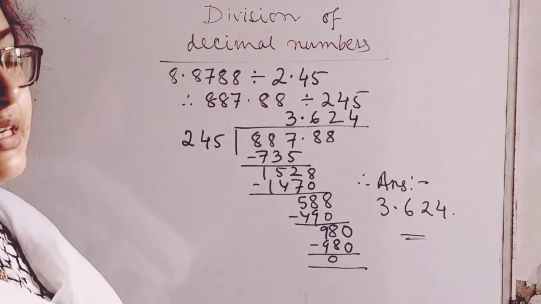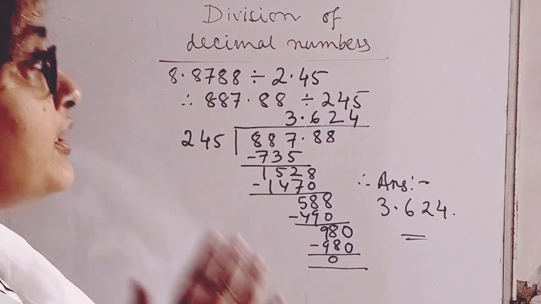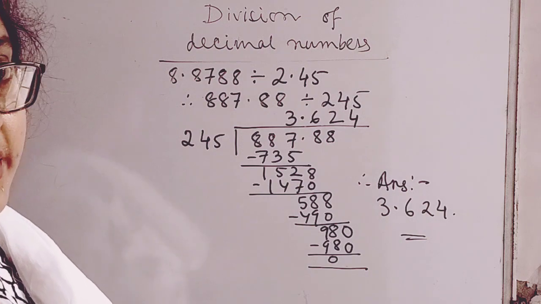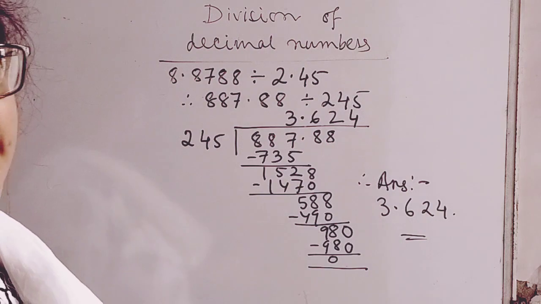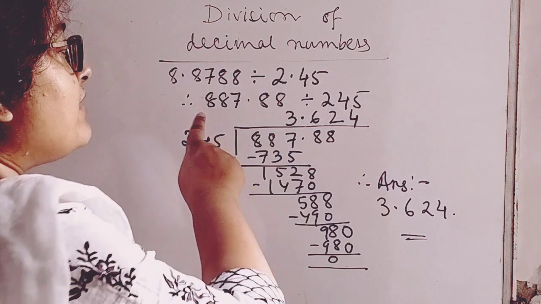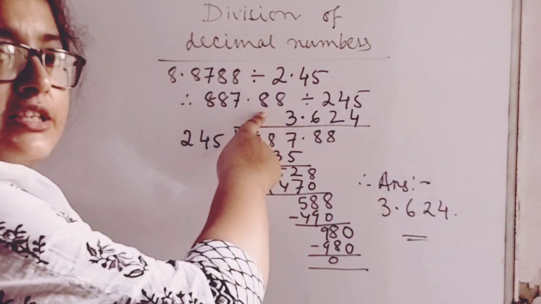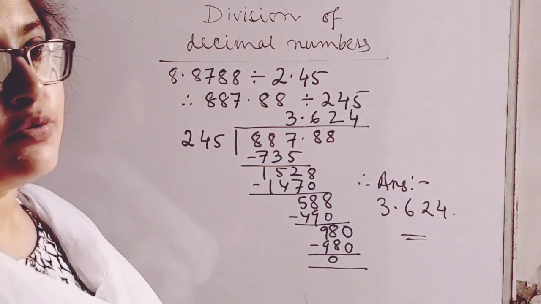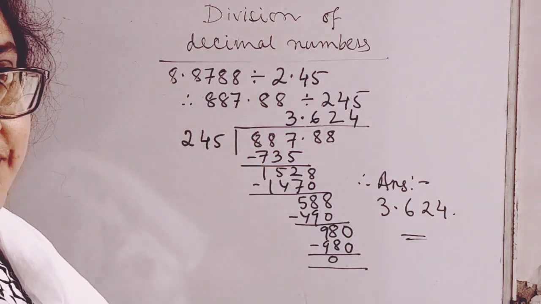You must remember that the divisor should be an integer, and in order to convert the divisor to an integer, if the dividend is also converted to an integer, then it's also good. If it is not getting converted, then we must just divide it as it is. Okay.